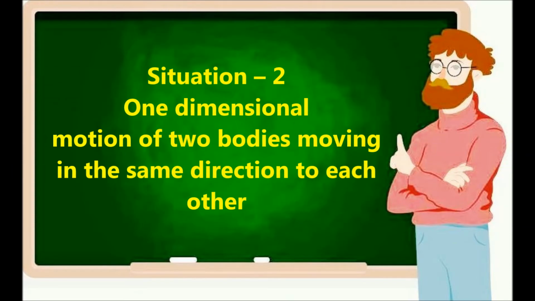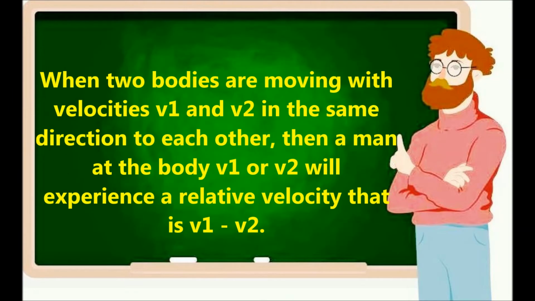Situation 2: one-dimensional motion of two bodies moving in the same direction. Two bodies are going in the same direction, but in a straight line, one dimensional only. When two bodies are moving with velocities v1 and v2 in the same direction, then a man at the body v1 or v2 will experience a relative velocity that is v1 minus v2.